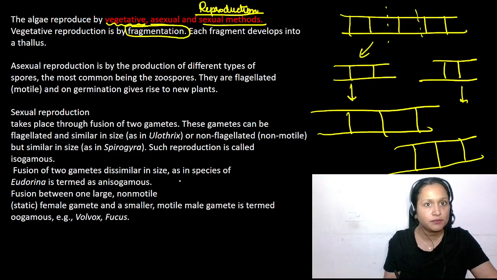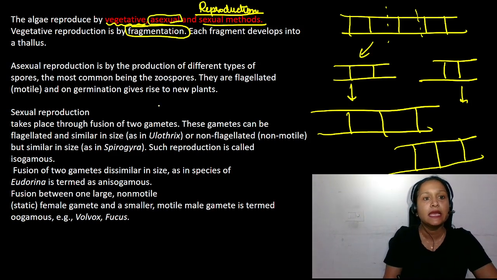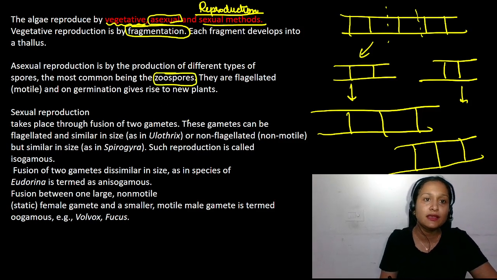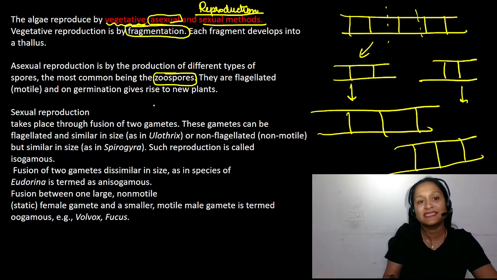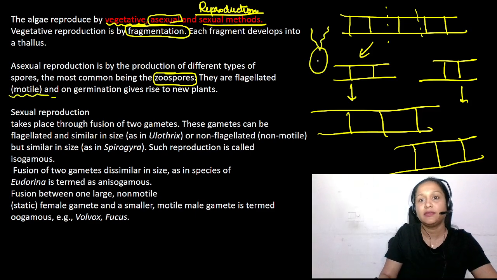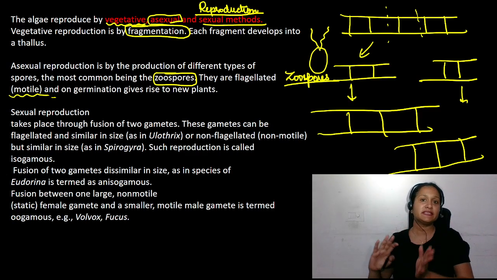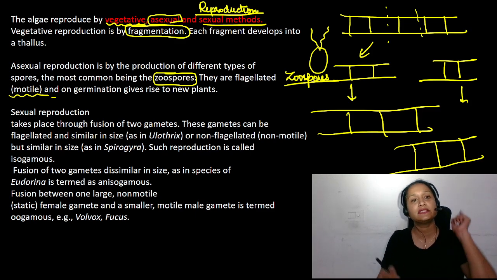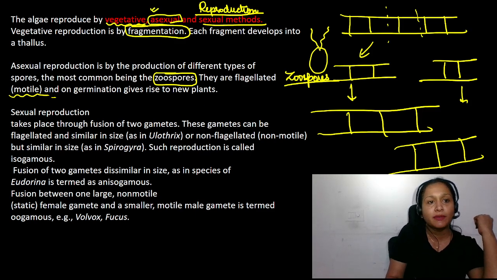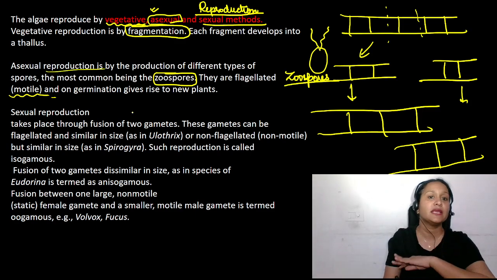Next is asexual. So here some spores are formed, right? And the most common spores are called zoospores. Remember this, asexual reproduction also you will see in algae, and that is all about zoospores. Zoospores are always and always motile. They have flagella. It means they are motile. So number one, vegetative by fragmentation. Asexual is by zoospores. Among vegetative, asexual or sexual method, the most common method is the asexual method. They reproduce by asexual means.